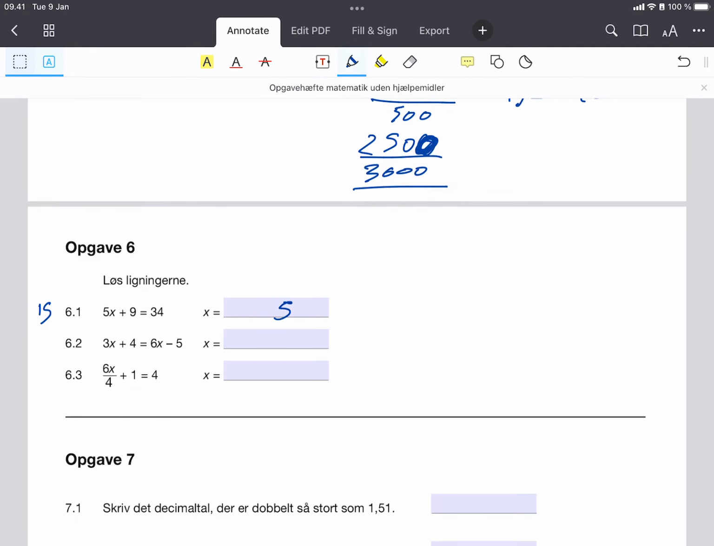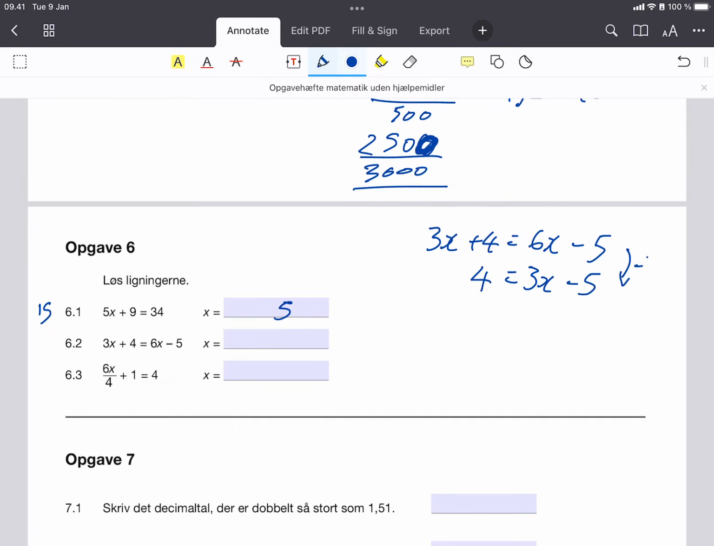Okay, now we've got 3x plus 4 equals 6x minus 5. Well, that's got x's on both sides. I'd like to deal with that first. So I'm going to take away 3 x's from both sides. So take away 3 x's from the left and the x's disappear. But I've got to take away 3 x's from the right. So taking away 3 x's from both sides, I get 4 equals 3x minus 5.